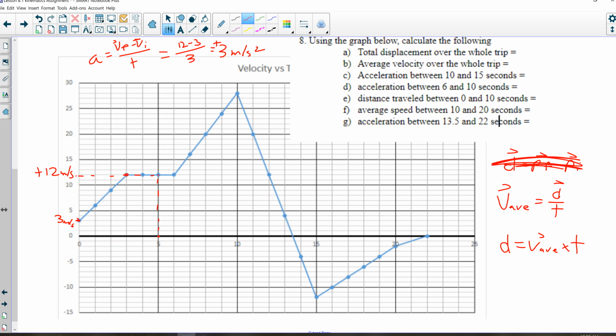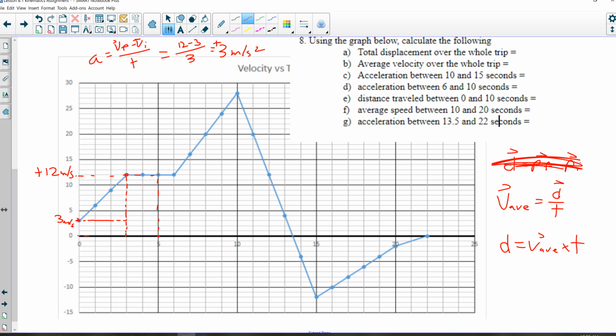So on this graph then, in the first 3 seconds, the object accelerates from 3 to 12 meters per second. So its average velocity would be halfway in between, right? Or the height of the triangle divided by 2. Now, I also have to take into account that the object was initially traveling at 3 meters per second. So I also have to add on to that how far it would travel if it just kept doing that. That's also part of how far it goes while it's accelerating.